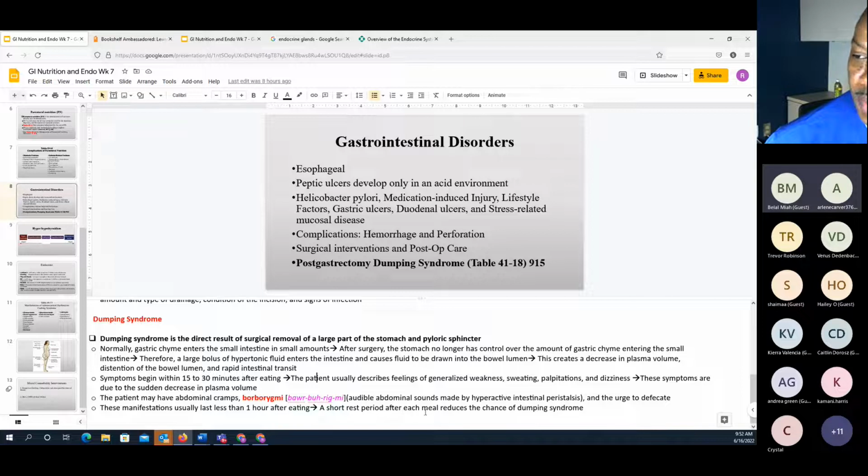A short rest period after each meal reduces the chance of dumping syndrome. And I think that's what it's talking about when I mentioned that you have to tell your patients to lie down. That'll kind of slow it down because you're resting the bowels. So anyhow, just make sure you read that. I'm just giving you the gist of what dumping syndrome is. And again, you get these symptoms because you're reducing your intravascular volume, so it's almost like a fluid volume deficit. Put it that way.